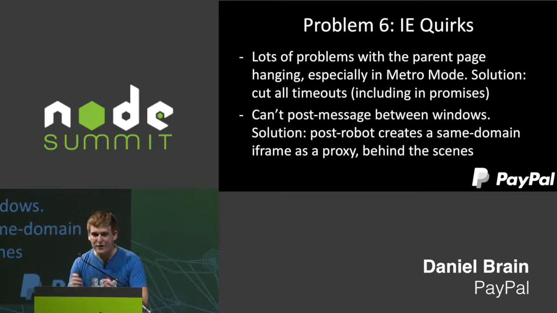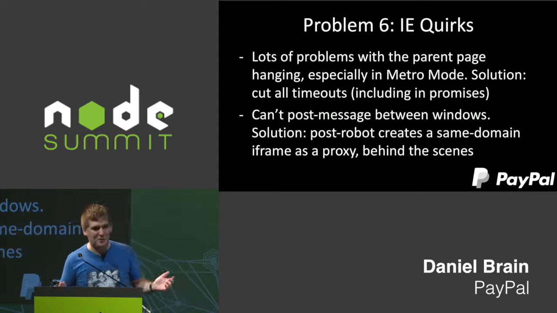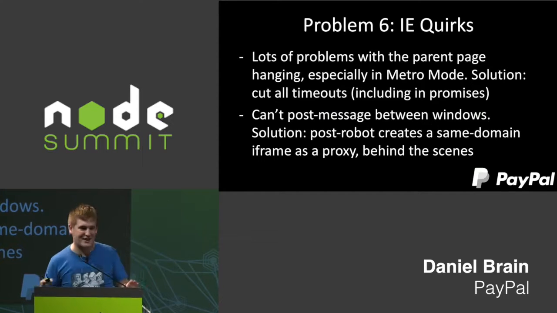So it turns out everything else, any other async API like AJAX calls or post messages work great. It's just set timeout. So we actually had to cut out all of our set timeouts, including, for what it's worth, in promises. If you ever use promises, you'll know that they're 100% async. They use set timeout in the browser. So we had to write our own little promise implementation that did not use set timeout just to get around this.